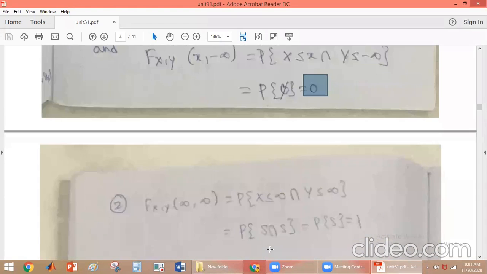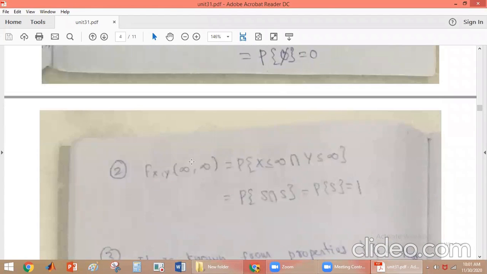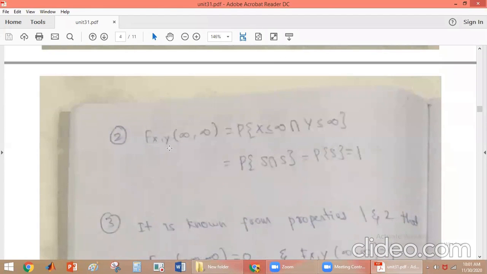Now we'll see what our second property is. The second property says that Fxy of infinity comma infinity. What is the definition? Probability of x less than or equal to infinity. What is the variable you have here? Infinity, no? So the same thing we have to consider here: probability of x less than or equal to infinity, intersection y less than or equal to infinity.